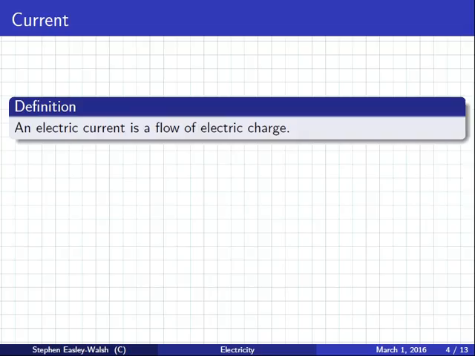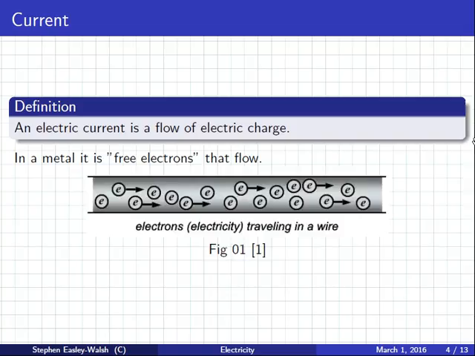No. Okay. Continue. So you know also from chemistry that in a metal it's free electrons that flow. You've done that in chemistry. So this is what carries the charge. Electrons move through the metal. So it's just a picture to help you visualize.